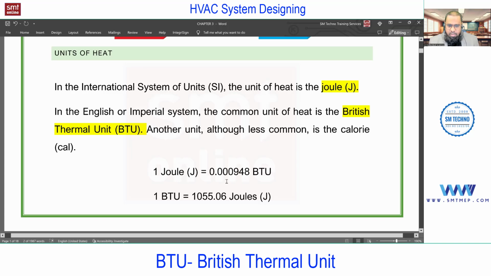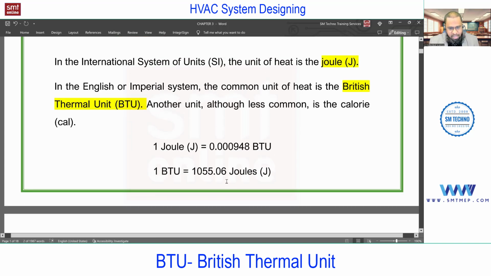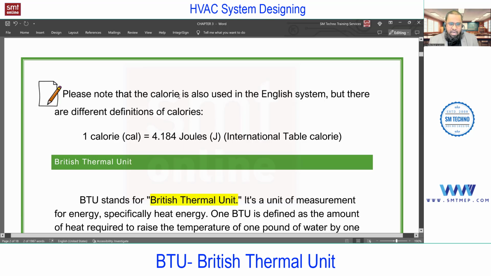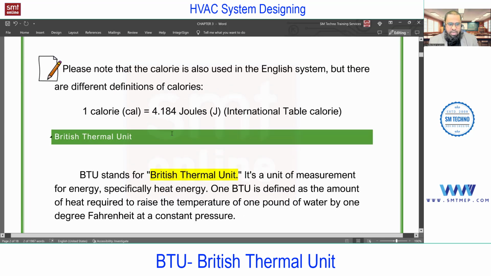These are the values, but what exactly is the BTU? That we'll try to understand now. Even calories will also be used, which is also a part of the English system, not commonly, but most commonly in the English system, you'll find BTU. So 1 calorie in terms of joules is also given in the conversion. The conversions you need to memorize, as they will be used in the load calculation. And we have a separate topic for conversions also in this chapter 3.